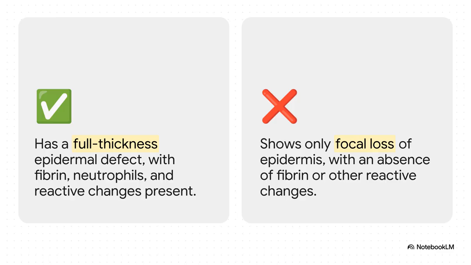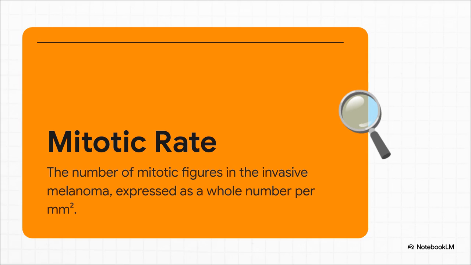You absolutely have to be able to tell the difference between true tumorigenic ulceration, the kind with a full thickness defect and fibrin, and just a plain old artifact caused by the biopsy itself. Only true ulceration upstages the tumor. And that brings us to the final member of our big three, the mitotic rate.